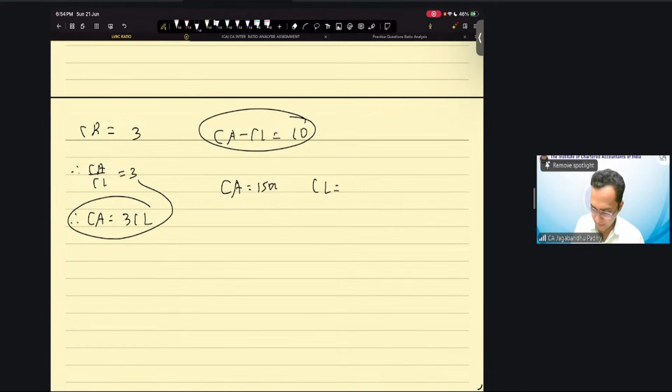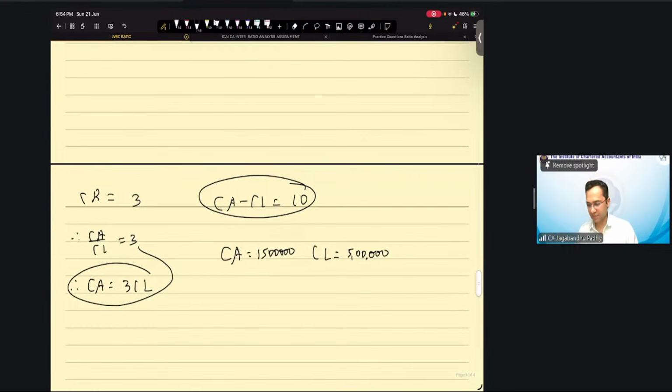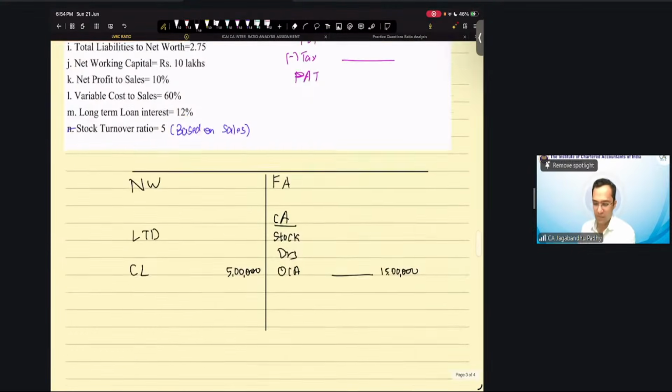Current asset is 15 lakh. Current liability is what? 5 lakhs. Everyone? Current asset is 15 lakh. Current liabilities is 5 lakh. Yes. So the total of current assets is 15 lakh and current liability is 5 lakh.